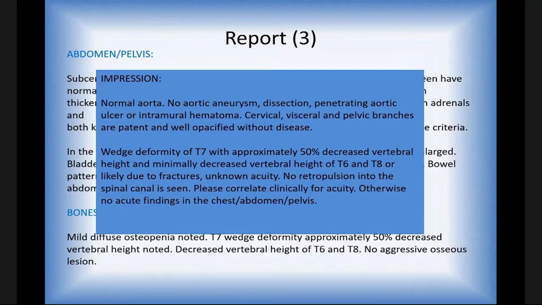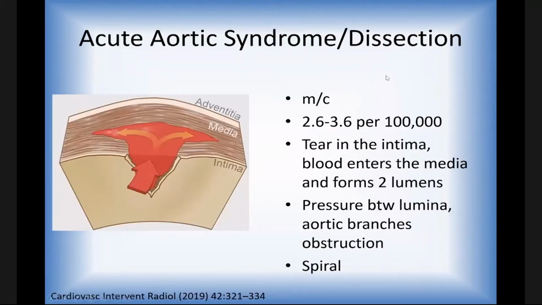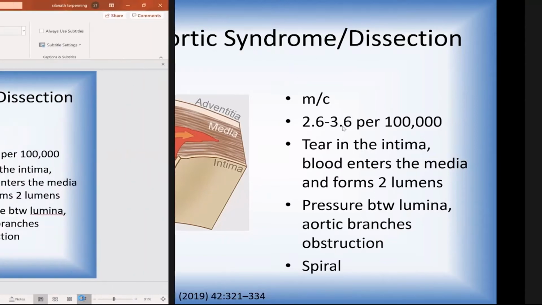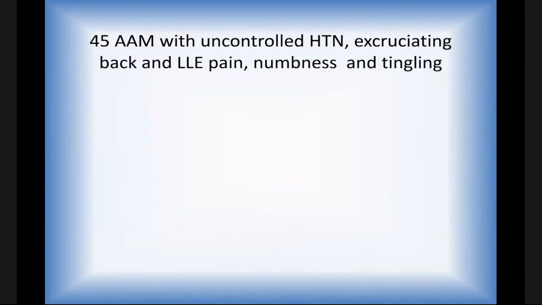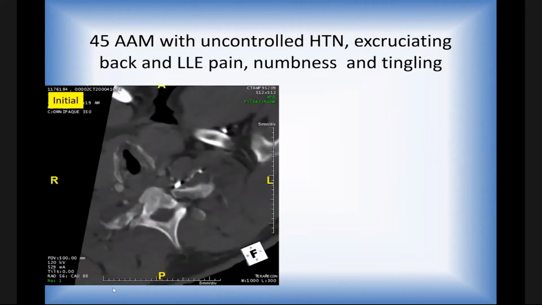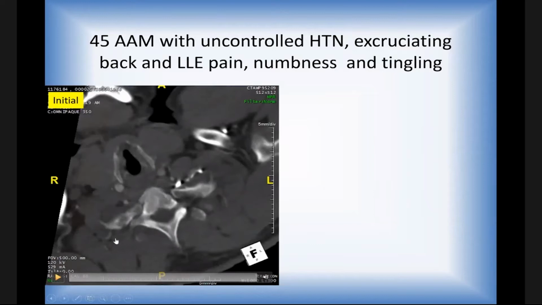Aortic dissection is one of the acute aortic syndromes. It is the most common type of acute aortic syndrome, about 3. So we were talking about the spiral course of the intimal flap. And now I'm going to show you a few cases of aortic dissection. This case is a 45-year-old African-American man with uncontrolled hypertension, excruciating back pain, and left lower extremity pain, numbness, and tingling. Okay, this is his initial scan when he got here.